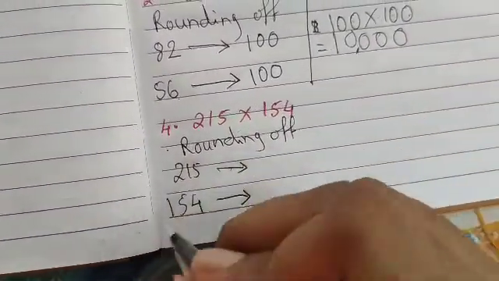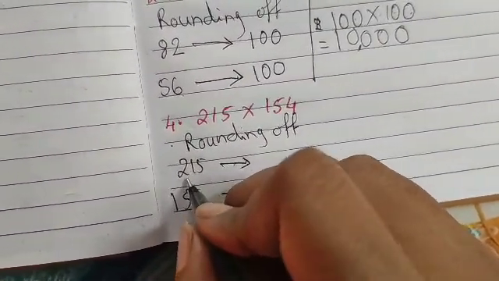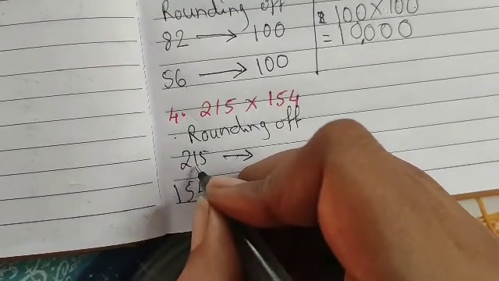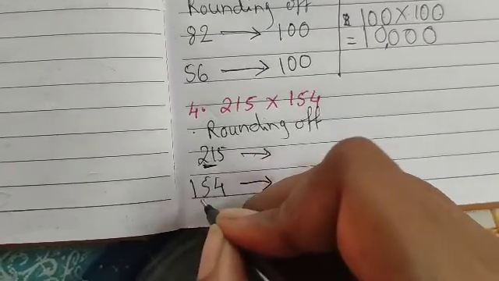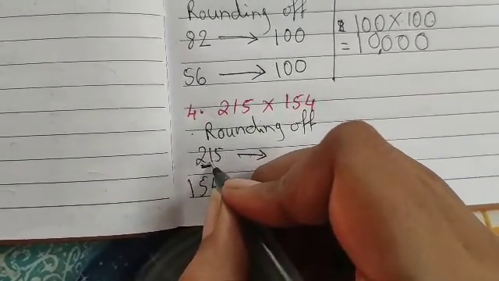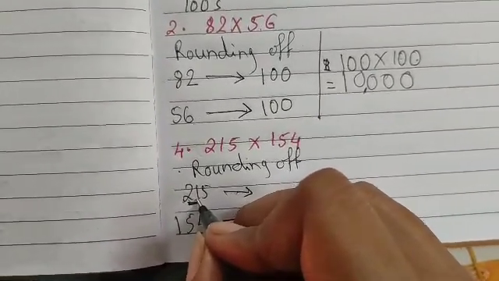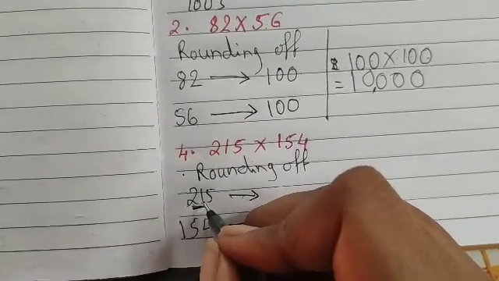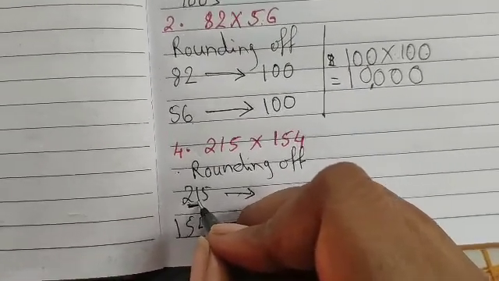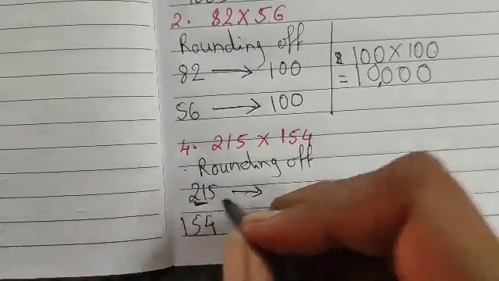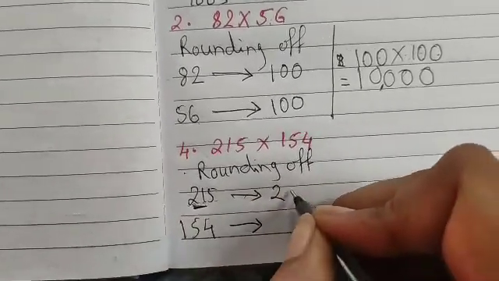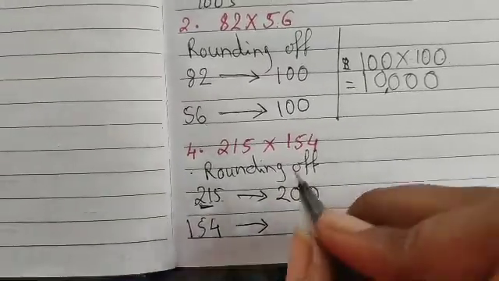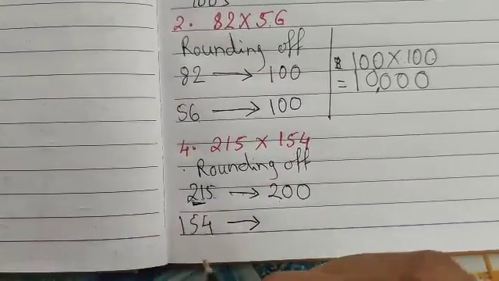See student, when we have to round off to the nearest 100, at that time we have to check the 100 place and the 10th place. So here the 10th place digit is 1, which is less than 5, so there is no change in the 2. So 2 stays as it is, and these 2 digits will be 0, 0. So it is nearer to 200.